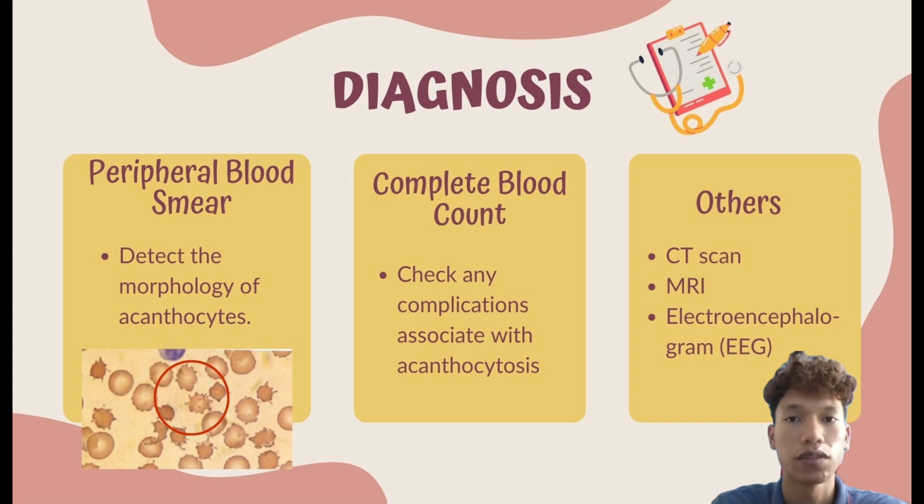Diagnosis of acanthocytes. The main diagnosis that can be done is the peripheral blood smear, where the doctor will detect any acanthocyte morphology under the microscope. The image shown here is a blood smear of a patient with acanthocytosis. We can see the spiky appearance of the red blood cells. Next is the complete blood count. For the complete blood count, the doctor will check for any complications associated with acanthocytosis, such as anemia. And if there is neural involvement with the acanthocytosis, the doctor can also order an MRI, CT scan, or EEG to check the brain condition.